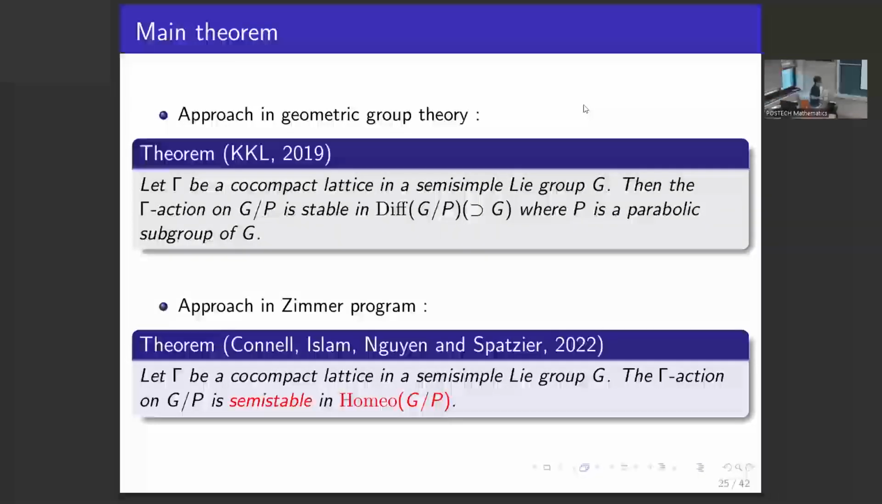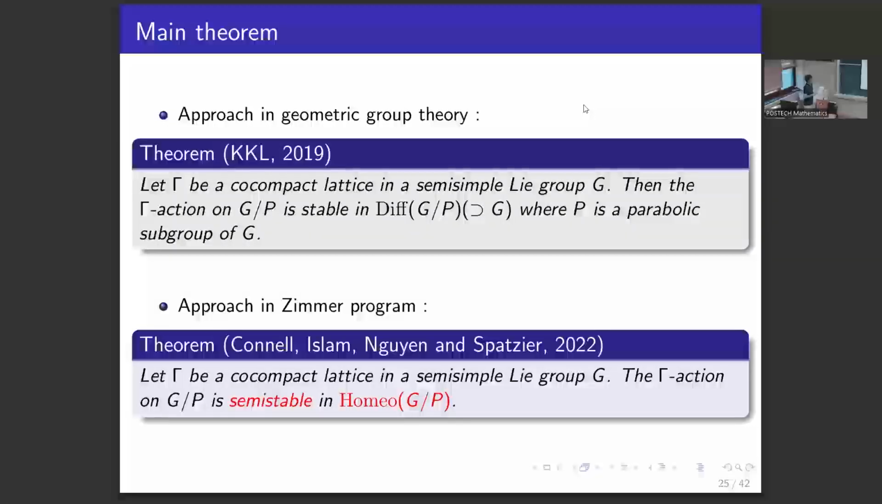So if you embed the co-compact lattice of a higher rank lattice into the diffeomorphism group of the boundary, then this action is still stable in the diffeomorphism group of G/P. Okay.